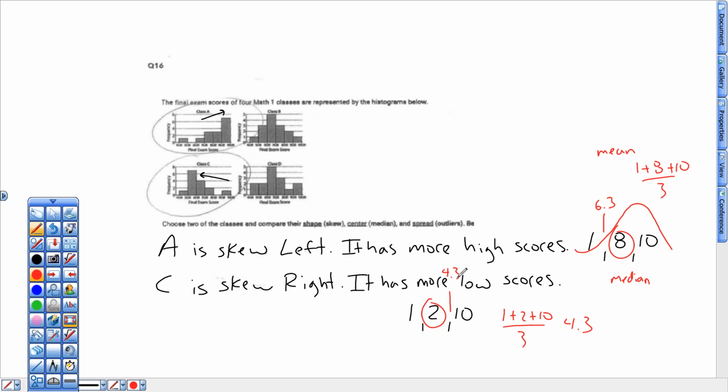So if you want to talk about that, feel free, but these are the main things. A, skew left, more high scores. C, skew right, it has a majority of lower scores. Or if you want to be high tech, skew left has the median higher than the mean. Skew right has the median lower than the mean. All right, here we go. I know, a lot of talking.